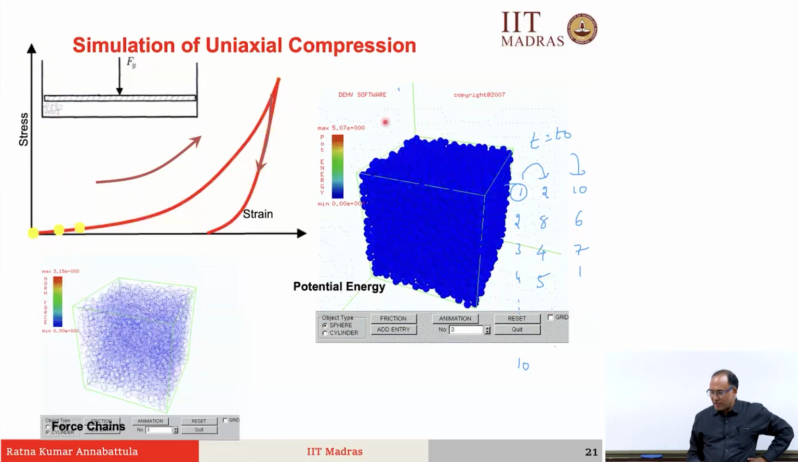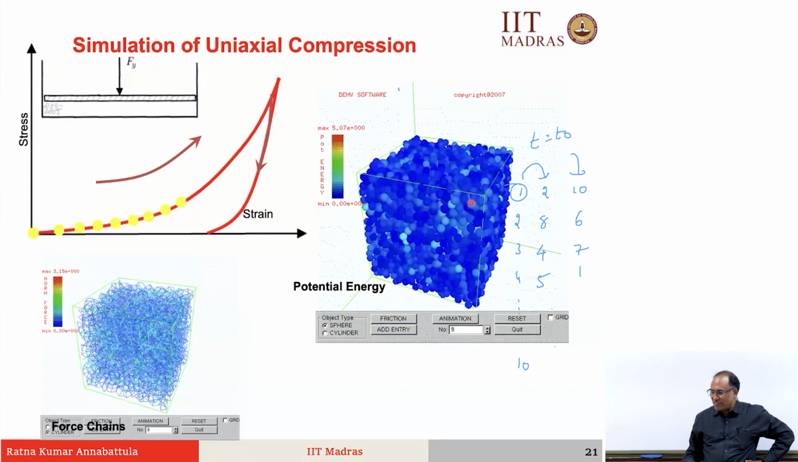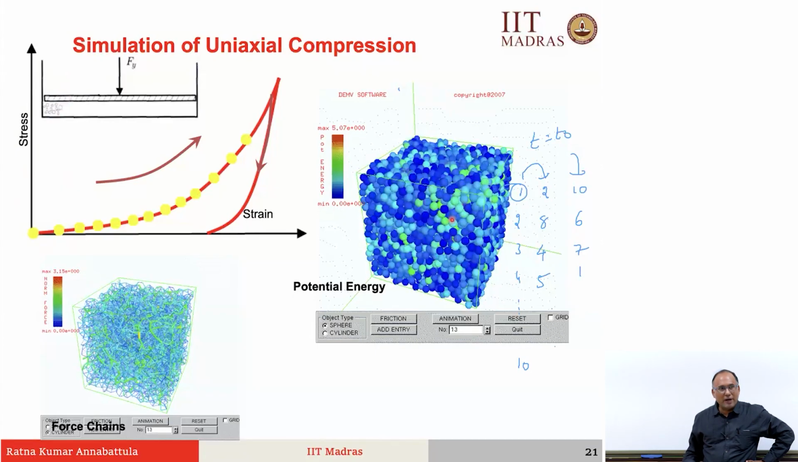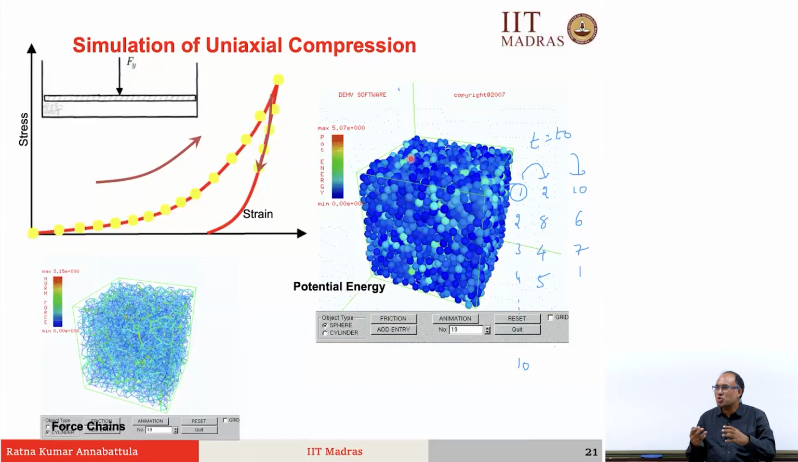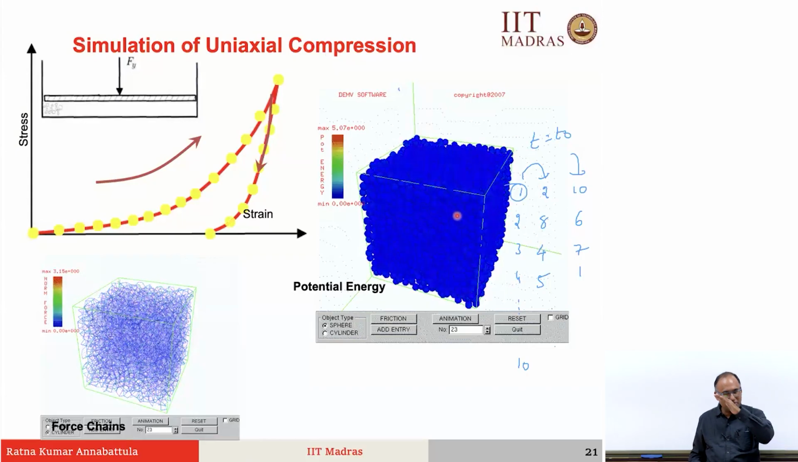These two are interesting images. You can see that as you are compressing, the potential energy, that means the energy stored in the particles, because they are subjected to some deformation, right. Although we are not modeling the deformation, there is some strain energy stored in the particles. So, this is what we call potential energy that increases as the compression takes place.